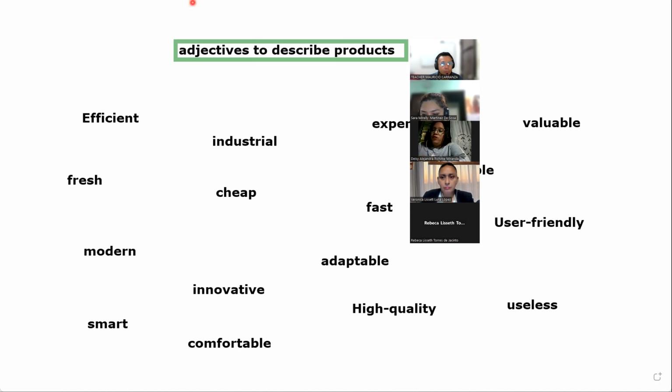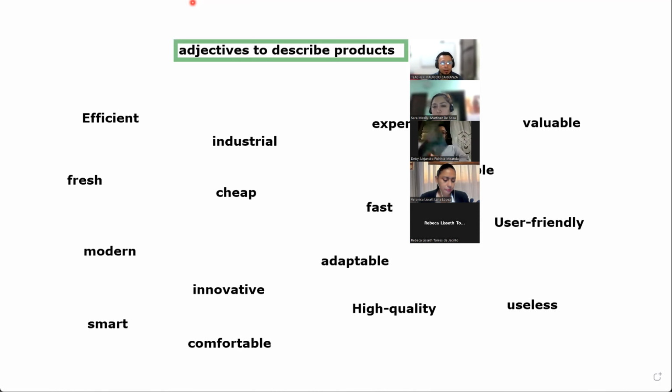Okay, obviously there are more. Actually, I will share with you a list of adjectives for you to describe different types of products. As Alejandra said, there are different products. We can talk about bakery products, beauty products, manufacturing products, etc. For different types of products, we have different adjectives, right? So I will share a list with you.